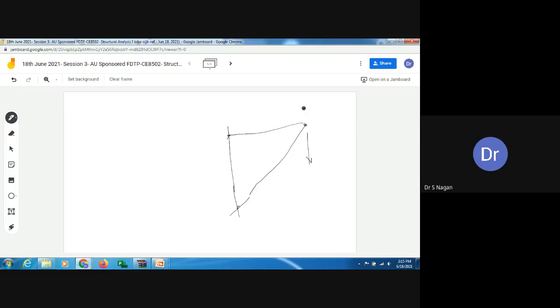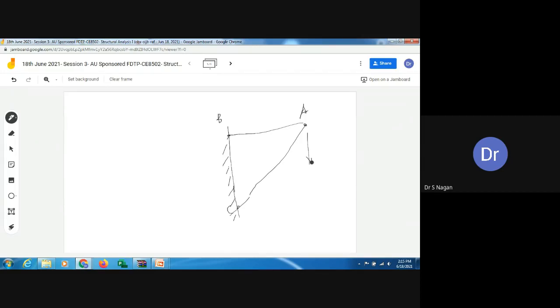Let this be joint A, this be joint B, and this be joint C. Actually, this is a support. So there are only two members, AB and AC. In the truss also, the first step is to form the static matrix.